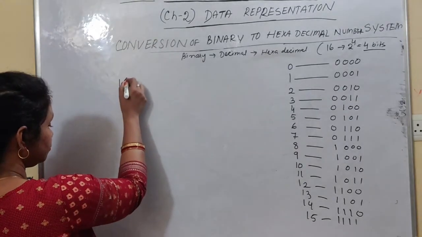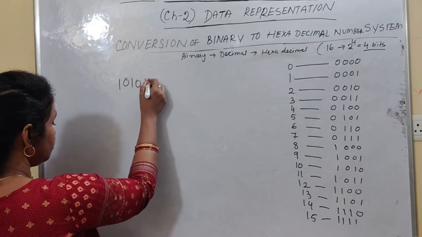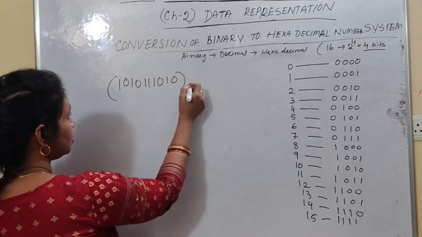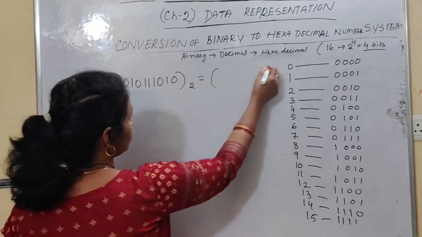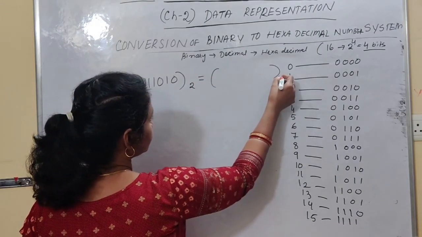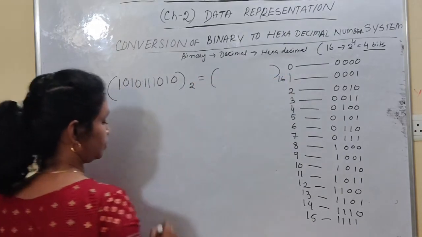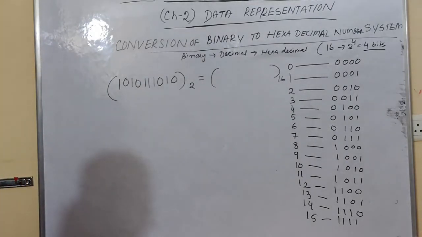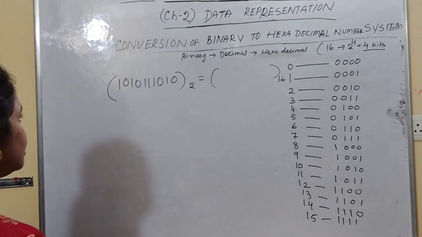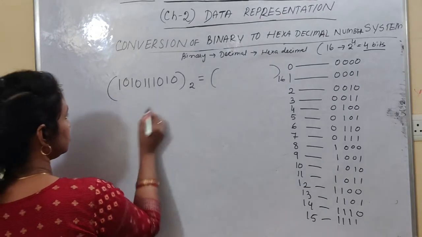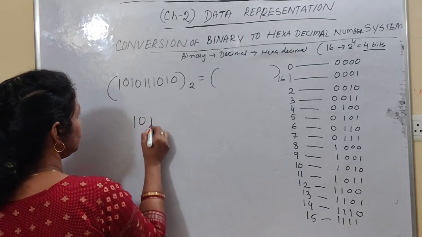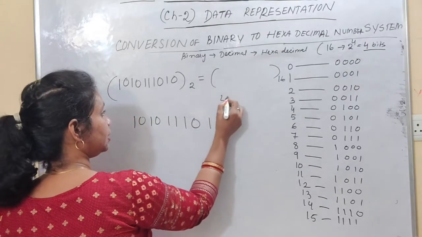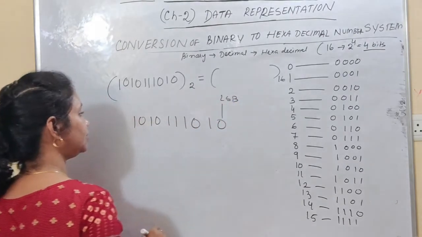Suppose my example is 1, 0, 1, 0, 1, 1, 1, 0, 1, 0. Suppose this is one binary number. Now I have to convert this binary number into its equivalent hexadecimal number. So first, you need to group in 4 bits starting from the LSB. So I am writing the number 10, 10, 1110, 10. This is my LSB part, the least significant bit, is it not?